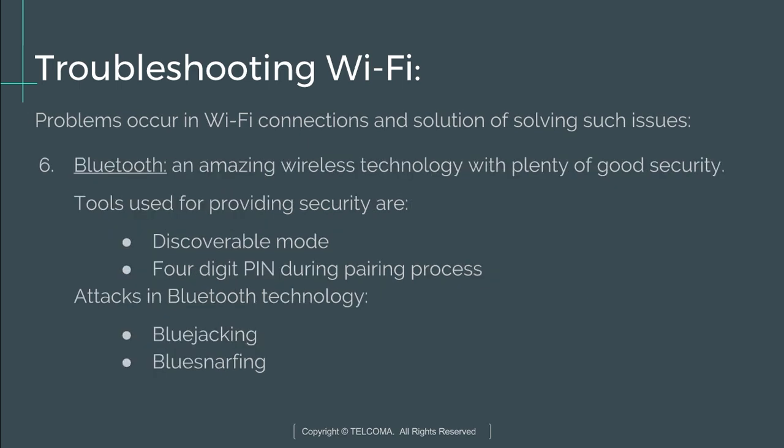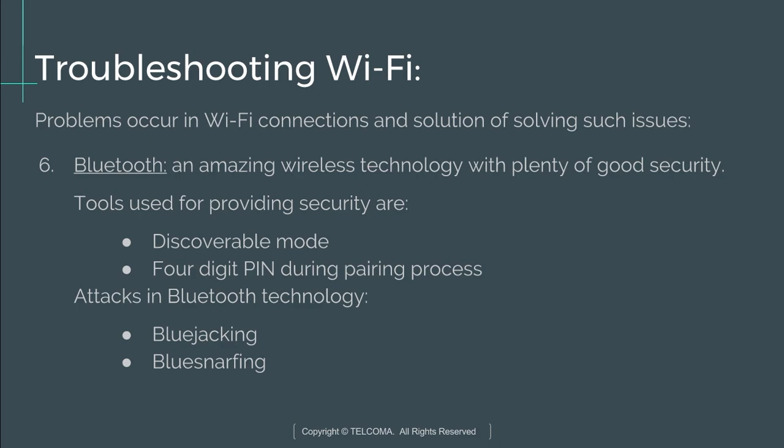The next issue is Bluetooth. Bluetooth is an amazing wireless technology and it gives plenty of good security. The tools which we are using to provide security in Bluetooth are discoverable mode and a 4-digit PIN during the pairing process. Before installing these security tools in Bluetooth, the attacks in Bluetooth technologies were bluejacking and bluesnarfing. In bluejacking, the user sends unwanted messages to other Bluetooth devices and hacks their network. And next is bluesnarfing. In this, the attacker steals information from other devices. So these are the attacks in Bluetooth technology before these security tools.